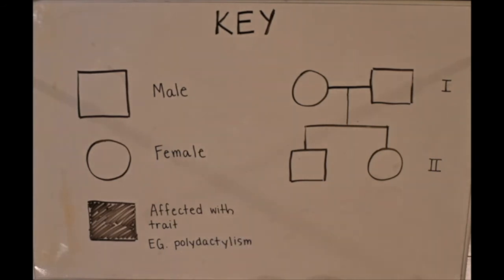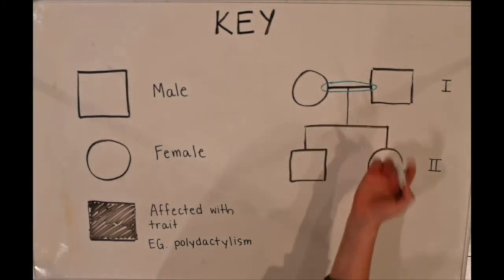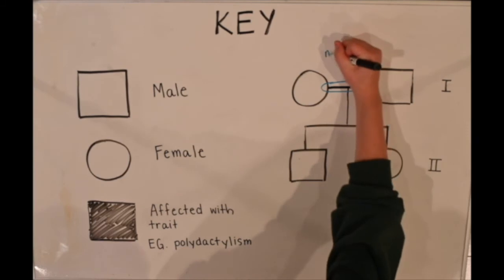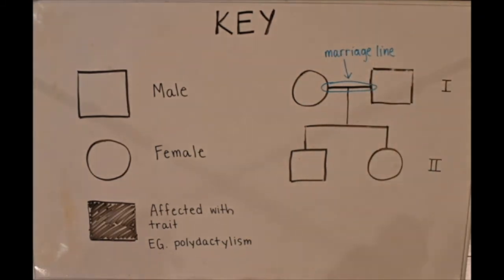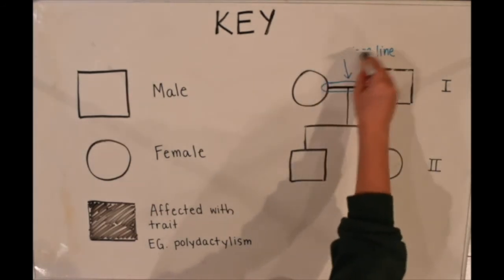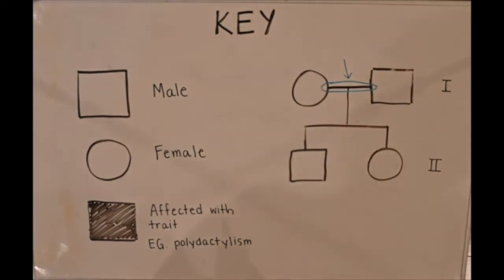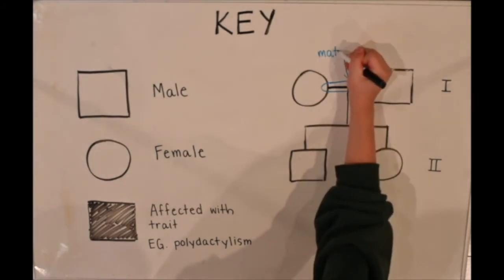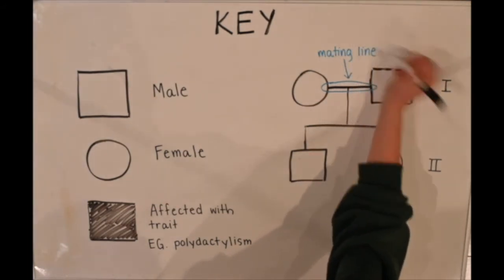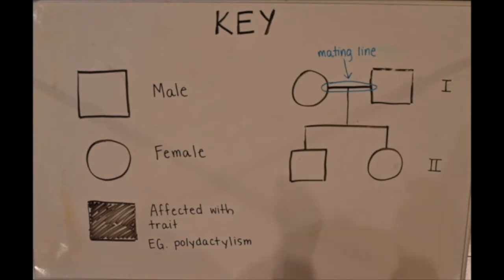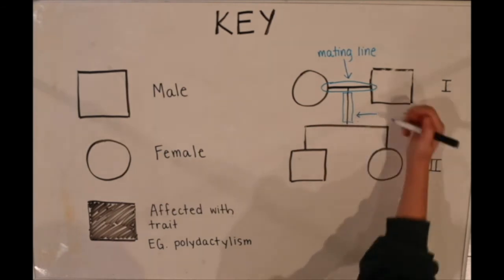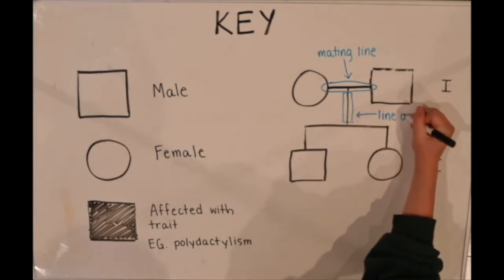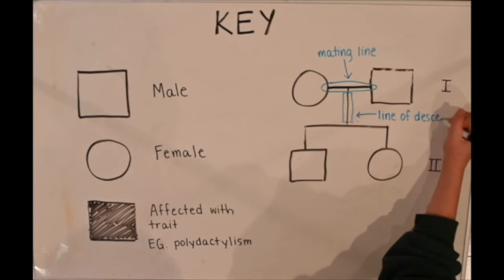On the right side of this key, I'll show you what some of the connections between the shapes mean on a pedigree. A horizontal line connecting a circle and a square is a mating or marriage line, depending if you're looking at humans or animals or whatnot. This line indicates that these two parents have mated to produce offspring. The vertical line that stems from the middle of the mating line is called the line of descent, because essentially you follow this line of descent to see all of the descendants of these two parents.